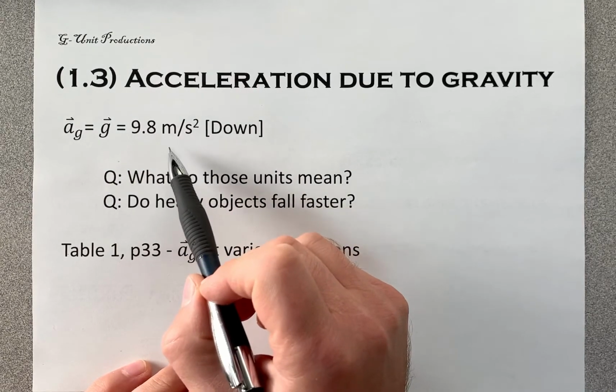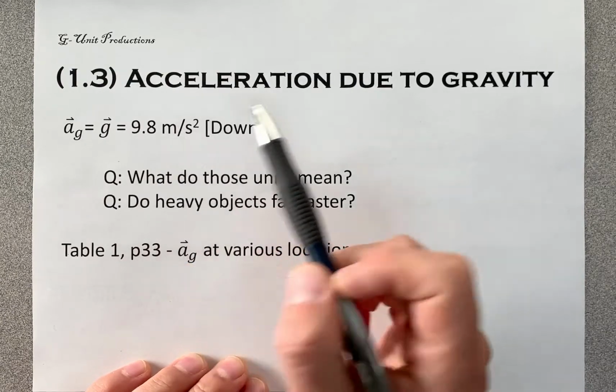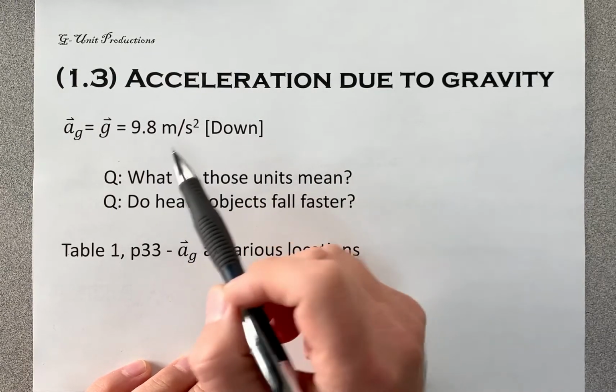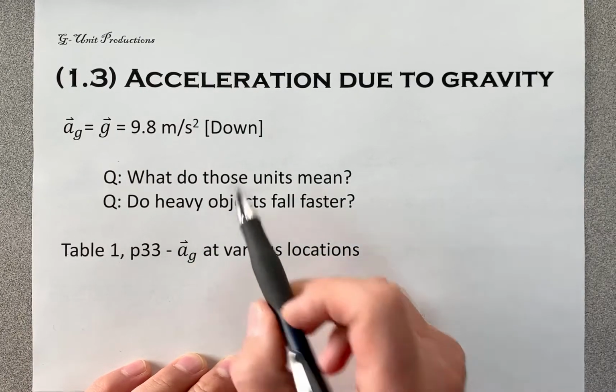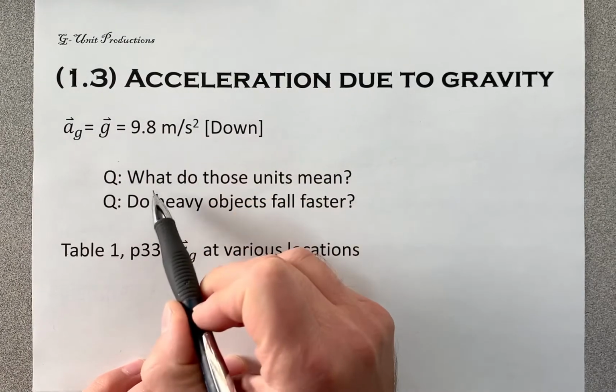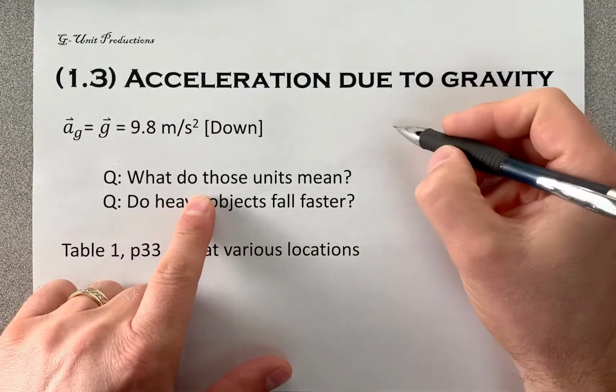Down, that's on Earth. If you were to go to the moon, it's a different value, 1.6, I think. Mars is 3.6 or something. But everywhere where we are on the surface of the Earth, it's 9.8 meters per second squared. I wanted to talk quickly about what those units mean.